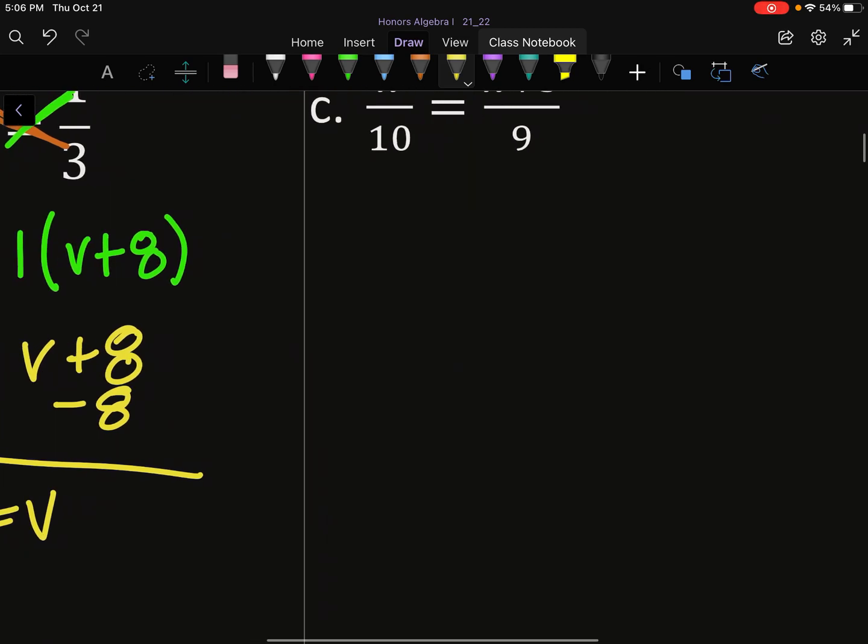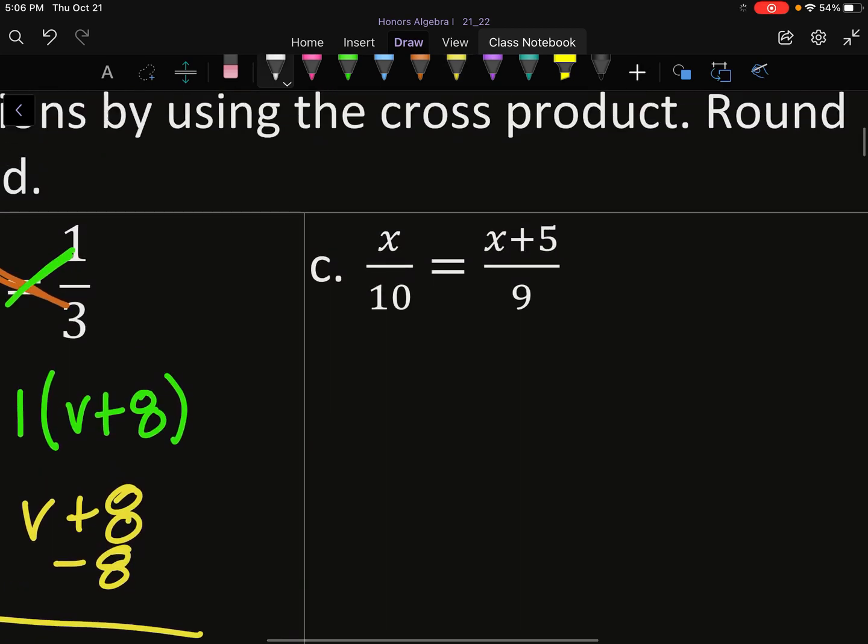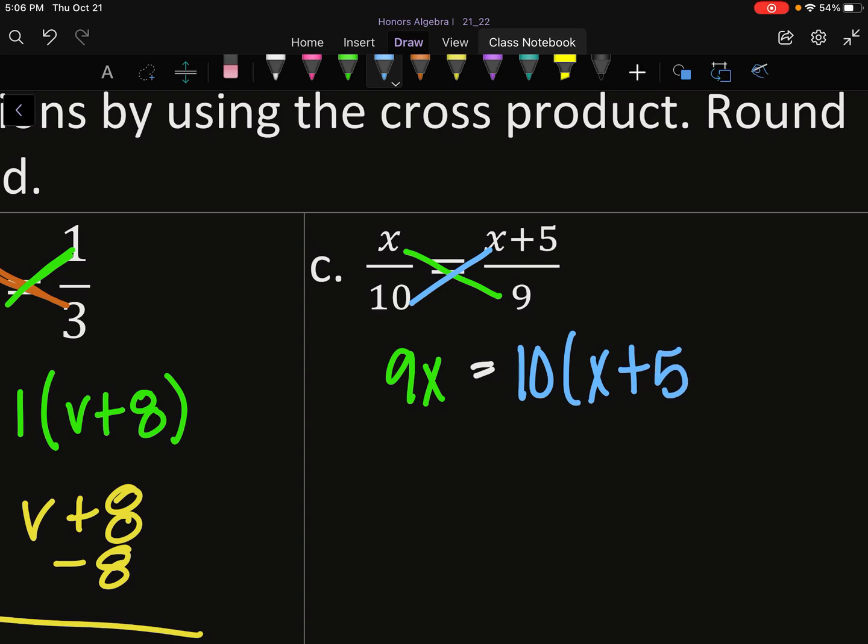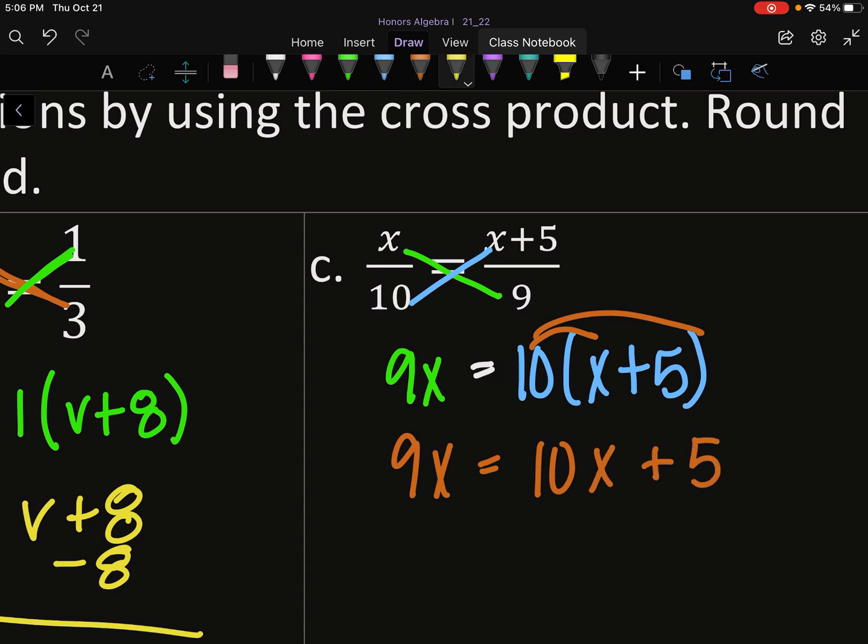All right, moving on. Some of you might have already. Again, we're going to cross multiply here. x times 9 is 9x, and then that is equal to 10 times x plus 5. Okay, you can have x plus 5 times 10, but I just think it's easier to put the constant out in front. So we're going to distribute and then combine like terms.